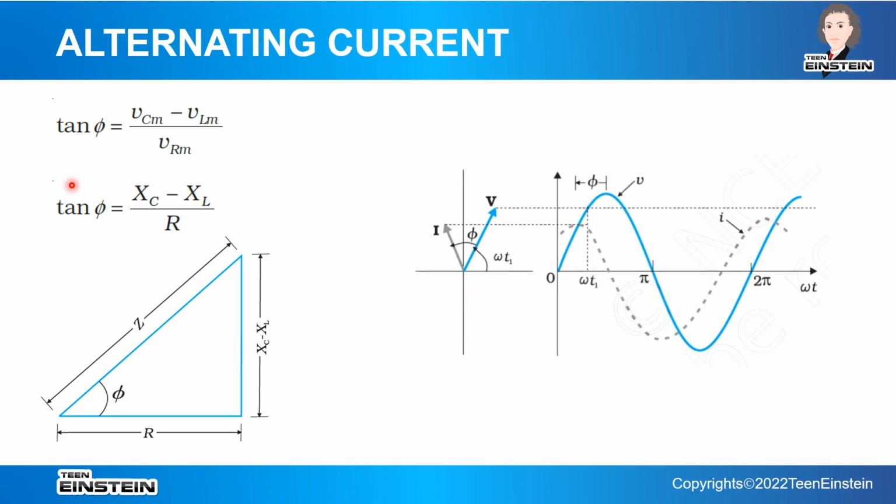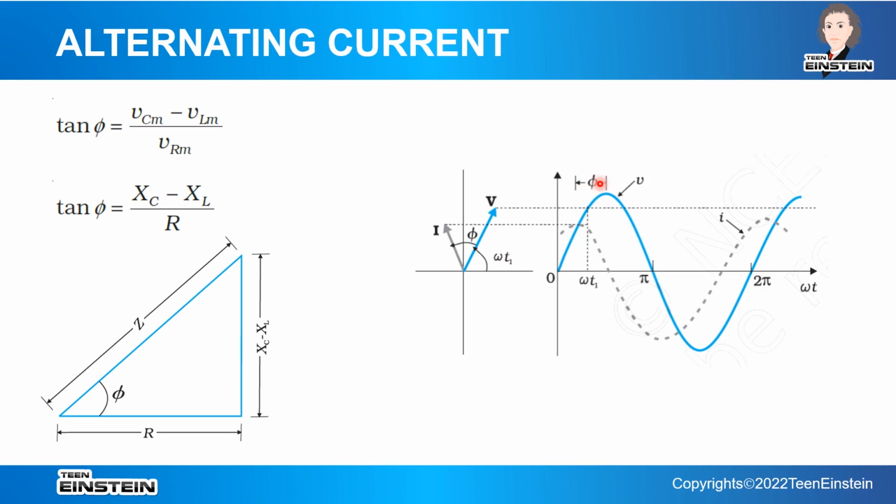Okay. So again, what is phi here? Phi is the phase difference between the resultant voltage and the current in the circuit. This is nothing but this phase difference. If you look, the maximum of voltage is here, and the maximum of current is here. So what is the phase difference between those two? That is given by phi.